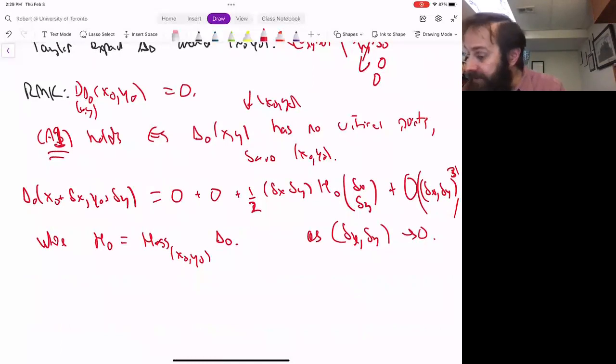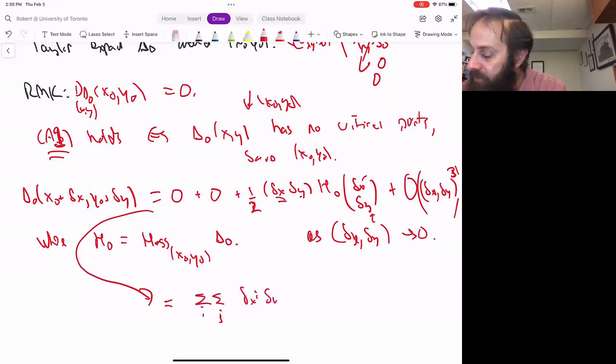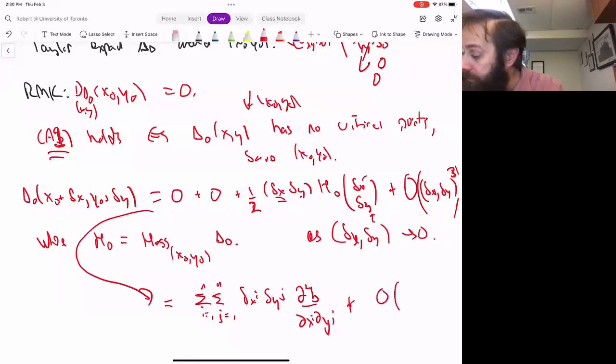And so that tells me that in this Taylor expansion, the leading order term has a very special form. It's basically something like: the delta x here never sees the delta x over there. It only sees the delta y over here. And similarly, the delta y never sees the delta y. It only sees the delta x. And so it's something like the double sum on i and j of delta xi, delta yj, mixed derivatives of b with respect to xi, yj, plus these lower order terms.